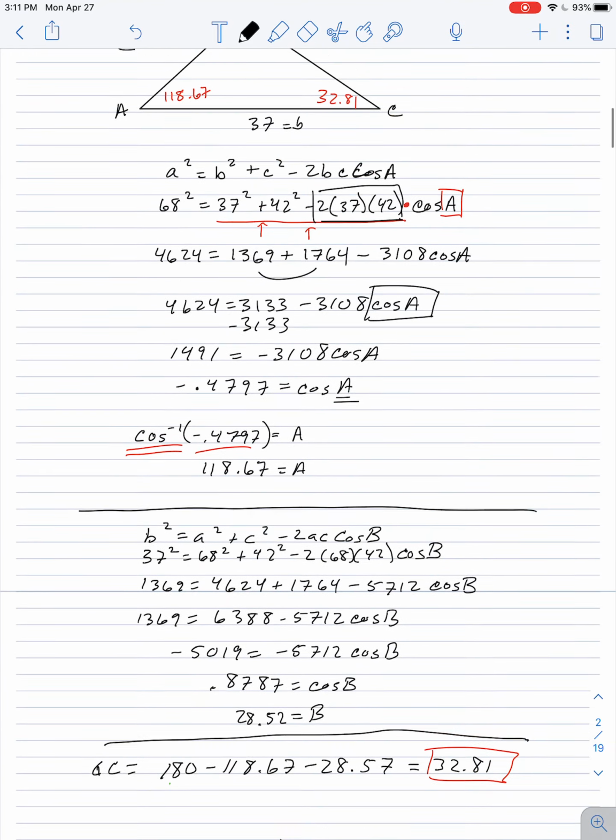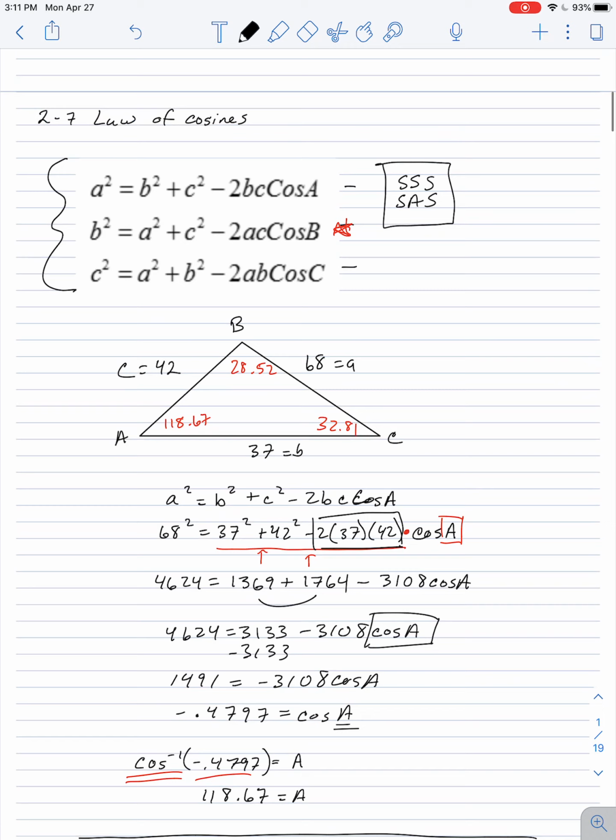So that's the advantage. The formulas are a little more complicated, but you don't ever have to deal with the double triangle situation. So for me, I always prefer to try to get law of cosines to work first, because then I don't have to worry about anything. And then if I have to go over to law of sines, then I'm looking for that second triangle always.